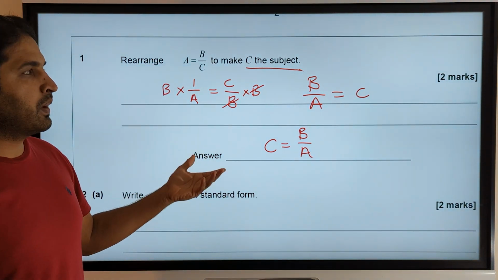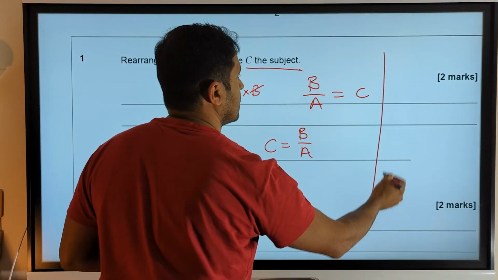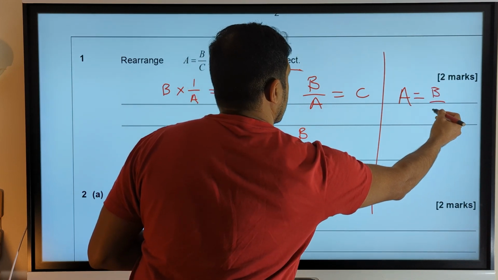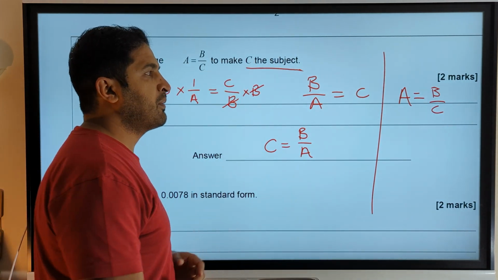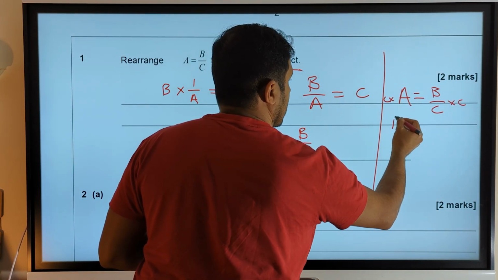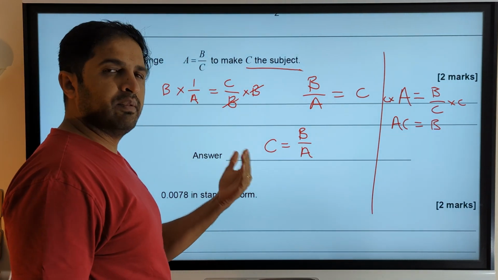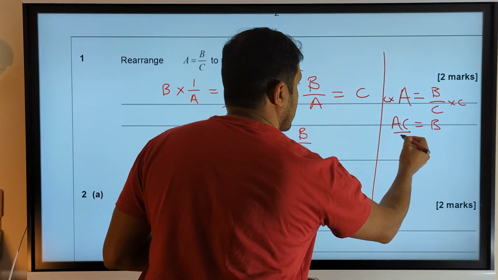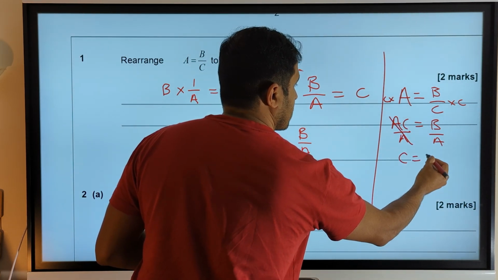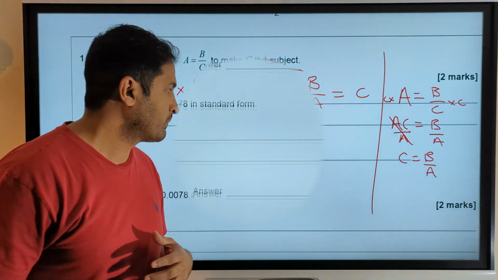Another way you could have done that is to multiply both sides by C. So I have A equal to B over C. That's the second way of doing it. Multiply both sides by C, so we get AC equal to B. Now I want to get C by itself, so divide both sides by A, and you get C equal to B over A. That's another way of doing that same question.